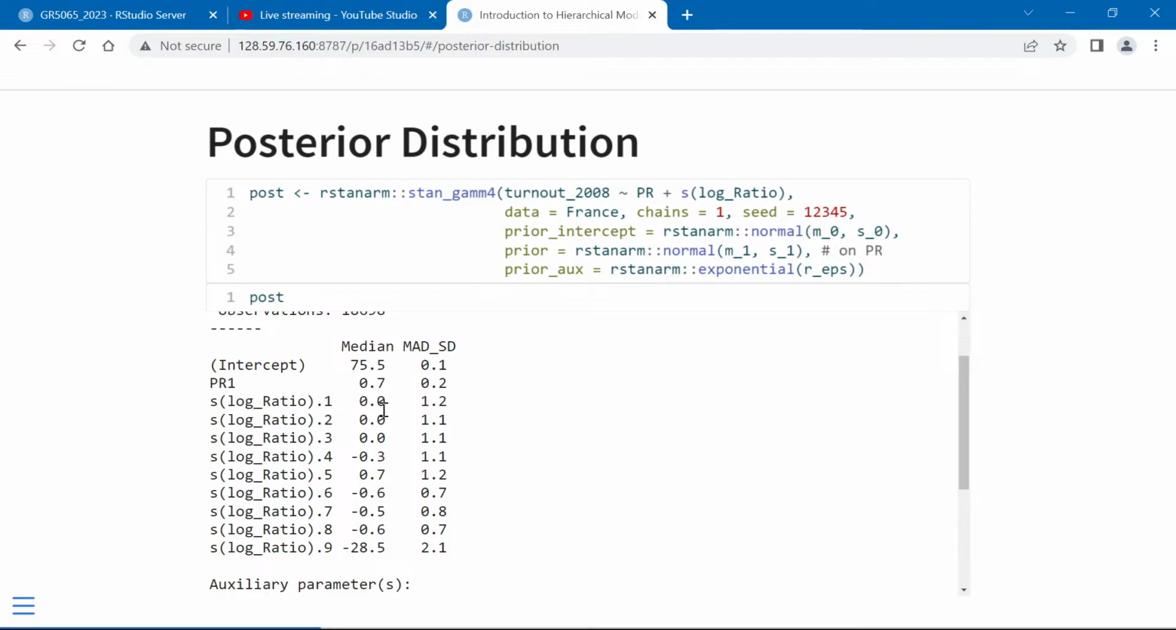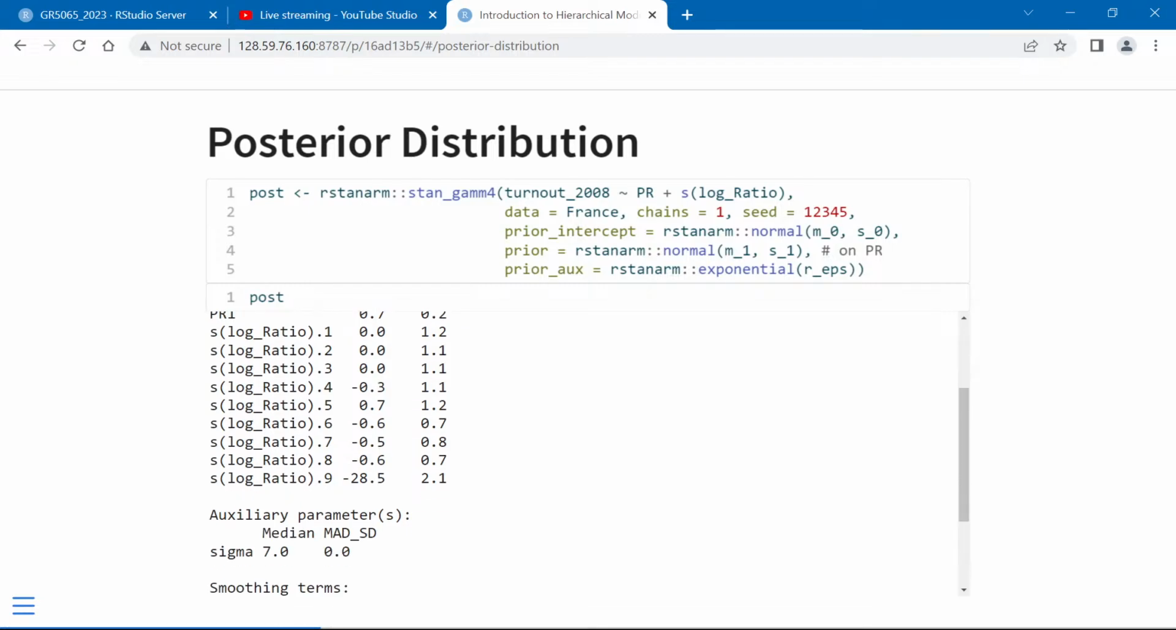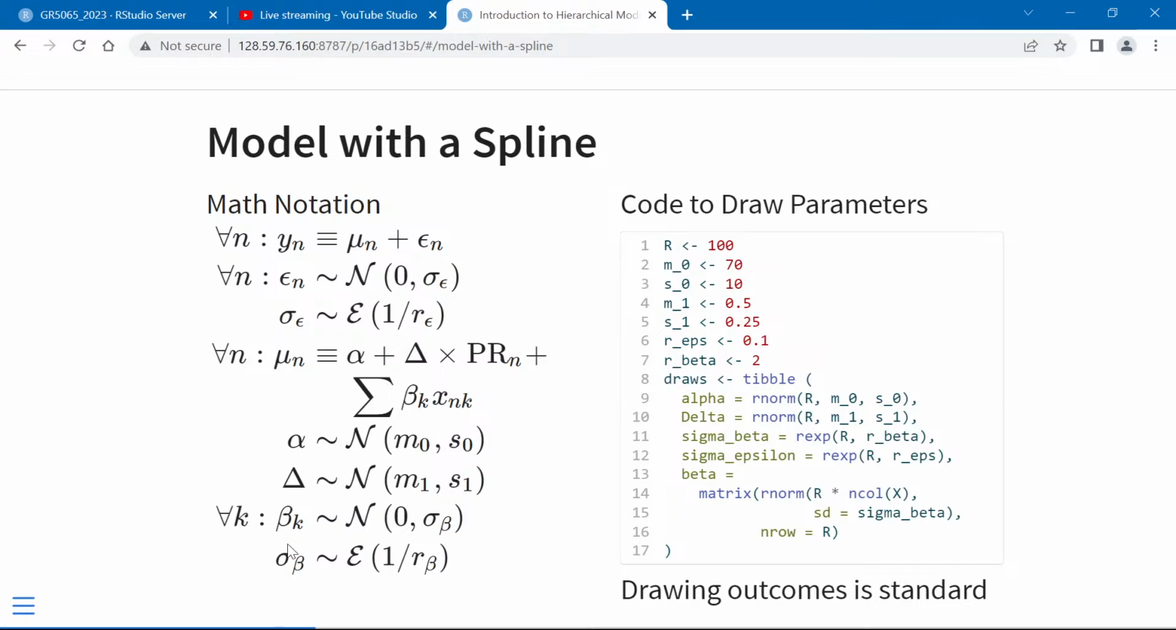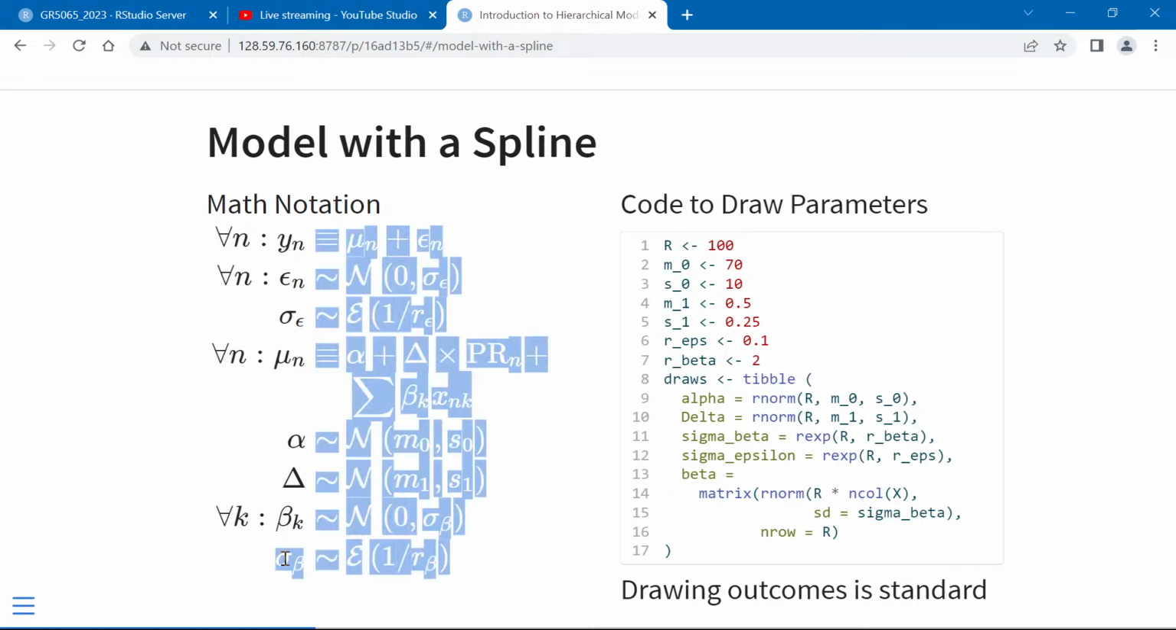Well, one option is to do nothing. Like the PR business, the coefficient on PR answers the question that you set out to answer. Is there a positive relationship? So yeah, in a manner of speaking, we're done. But it also estimates what it calls smoothing terms. And in Greek, that's the standard deviation.